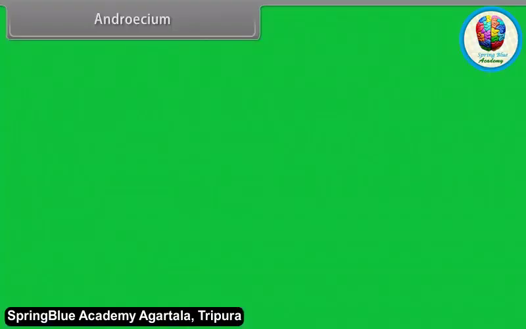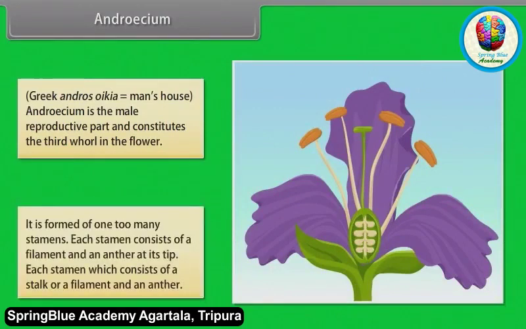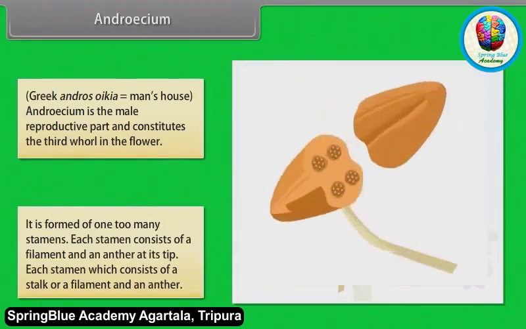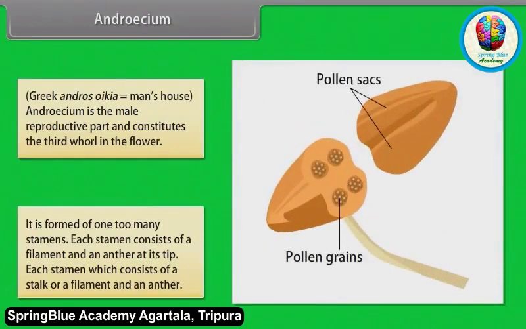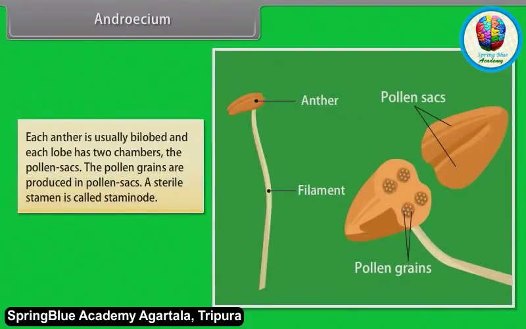Androecium. The androecium is the male reproductive part and constitutes the third whorl in the flower. It is formed of one to many stamens. Each stamen consists of a stalk or filament and an anther at its tip. Each anther is usually bilobed and each lobe has two chambers, the pollen sacs. The pollen grains are produced in pollen sacs. A sterile stamen is called a staminode.